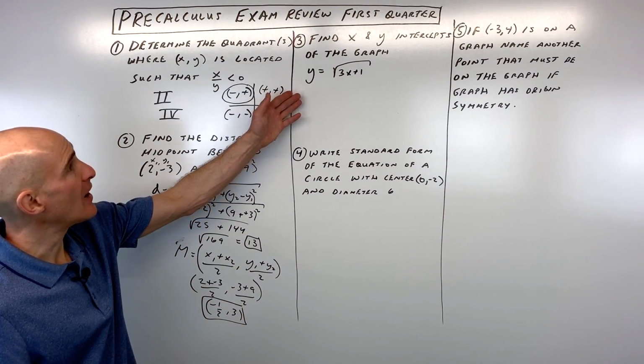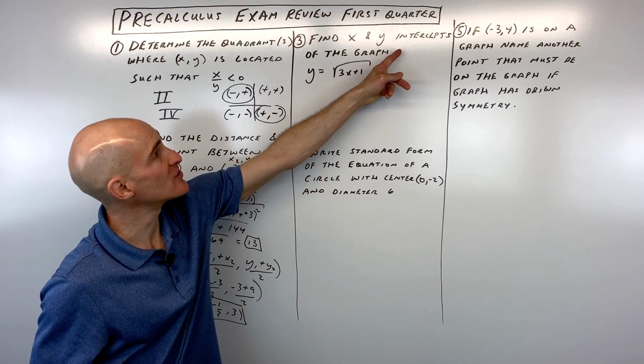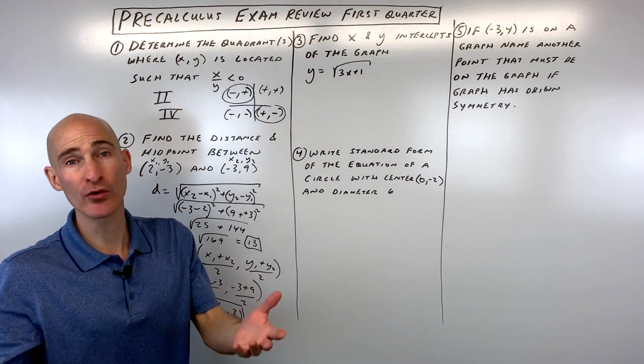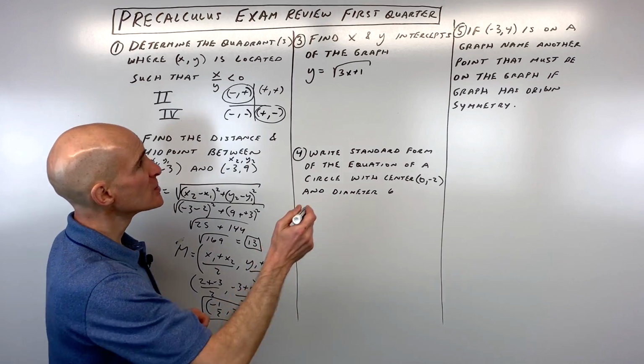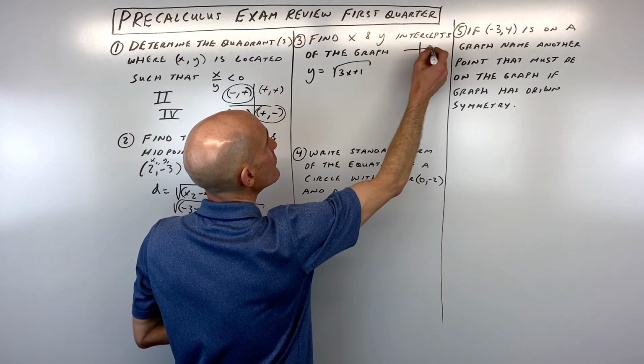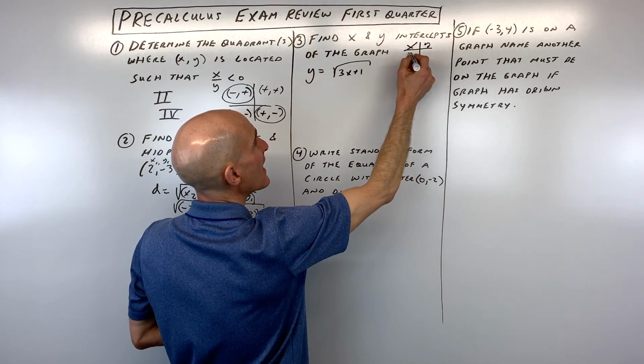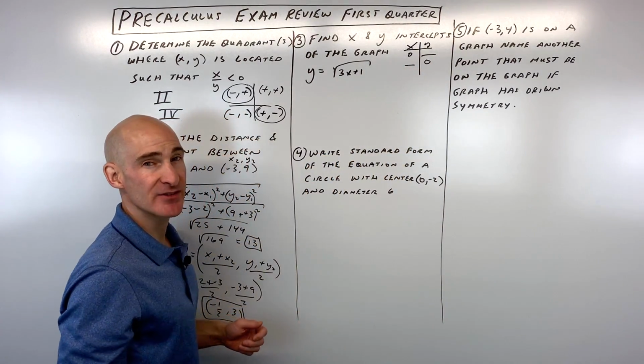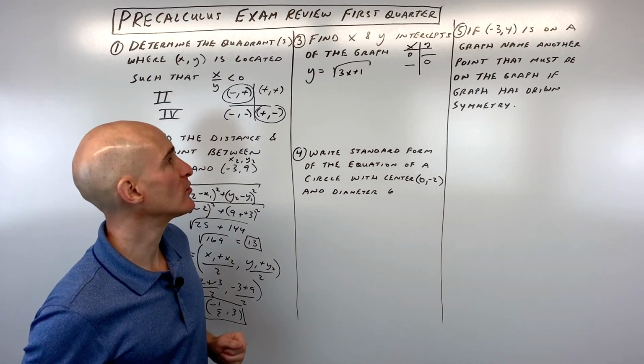Okay, so for number 3 now, it says find the x and y intercepts of the graph. So intercepts just means where does it cross the x-axis or the y-axis, right? So what you can do, if you remember this from earlier in math, is you can make a little table like this. Just set x to 0 to find the y-intercept, set y to 0 to find the x-intercept. So you're setting the opposite variable equal to 0.